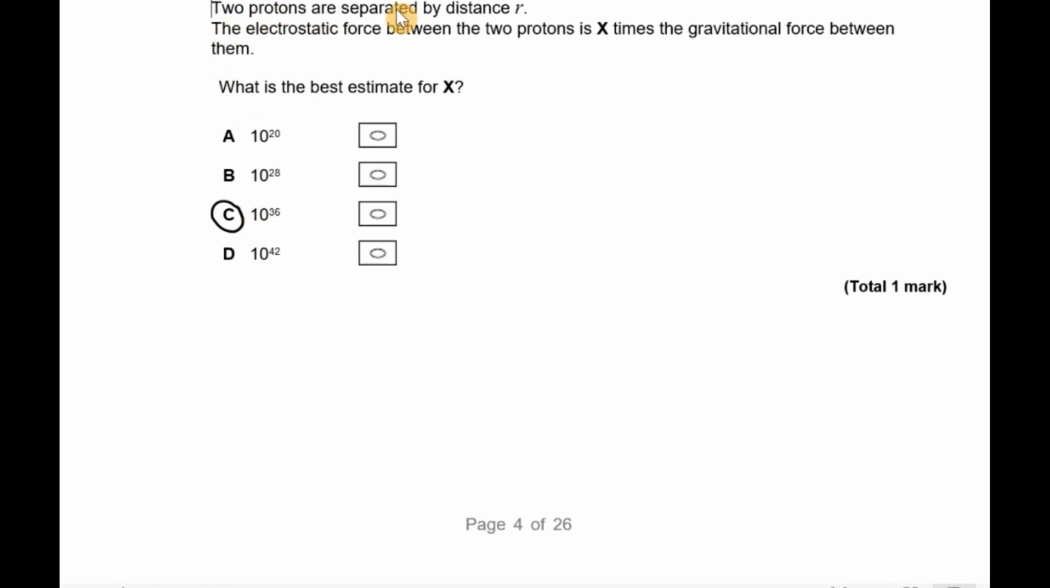So, two protons are separated by a distance r. The electrostatic force between the two protons is x times greater than the gravitational force between them. What is the best estimate for x? And it really is an estimate. If you look at all these possible answers, they're all just 10 to the power of something. So we're just going to come up with an estimate, which is just going to be 10 to the power of some value.